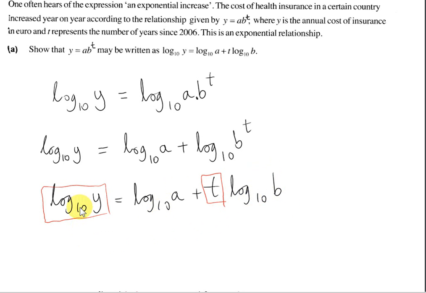So if we were to draw a graph of log to the base 10 of y against t, we would have a straight line. A straight line with a slope of this value, well, whatever b is, we have to be given b, and the intercept on the vertical axis of log to the base 10 of a. Again, we need to know a to get this number.